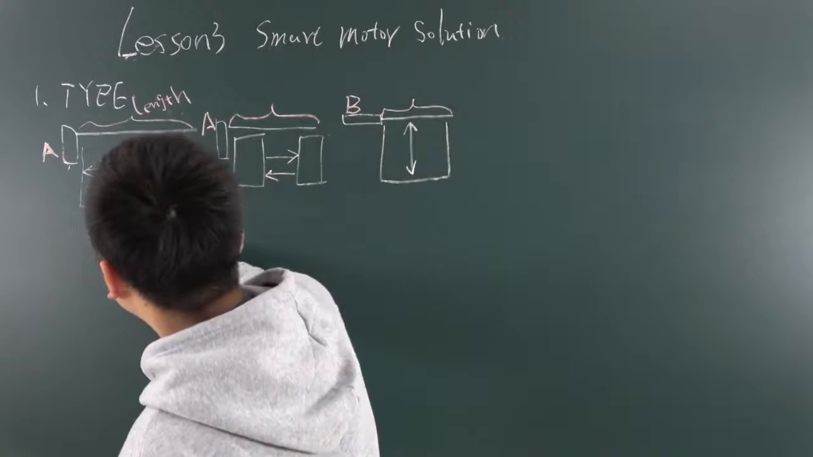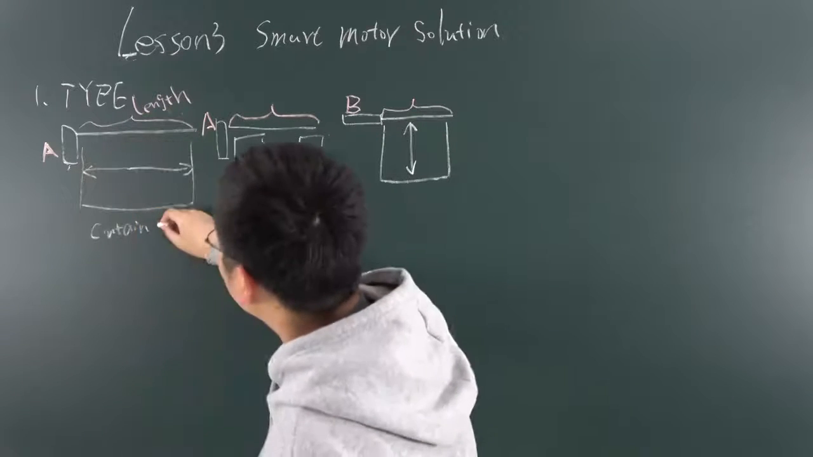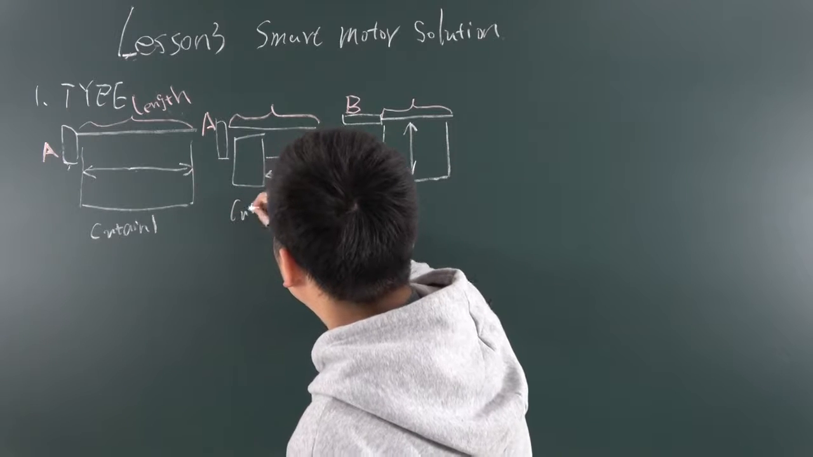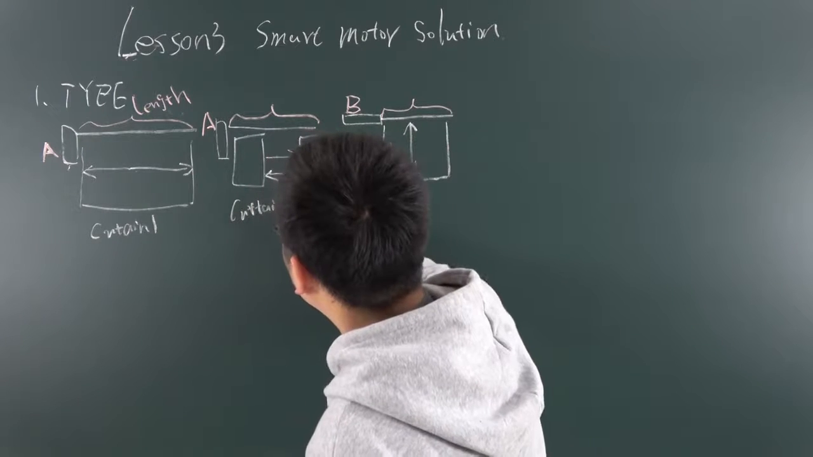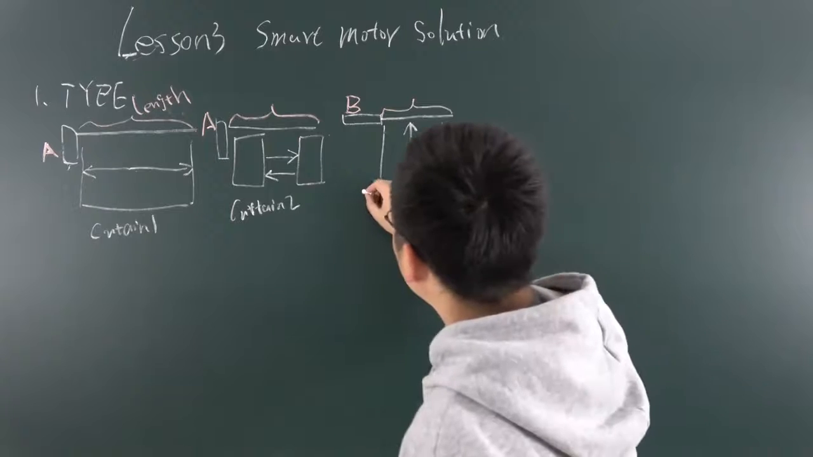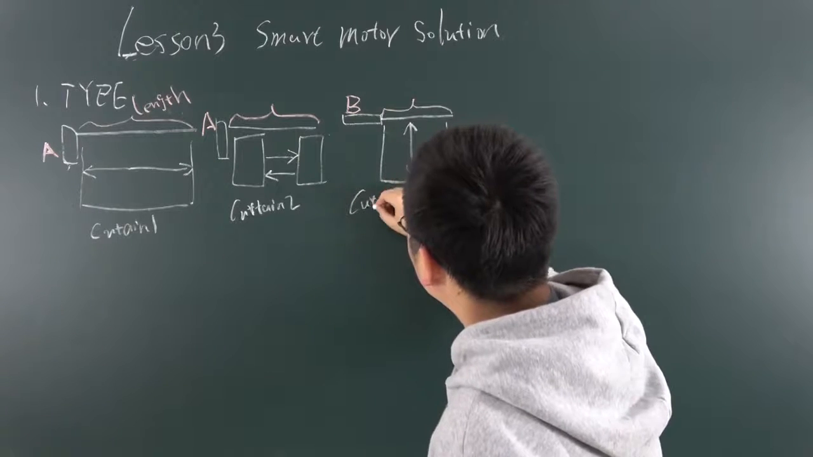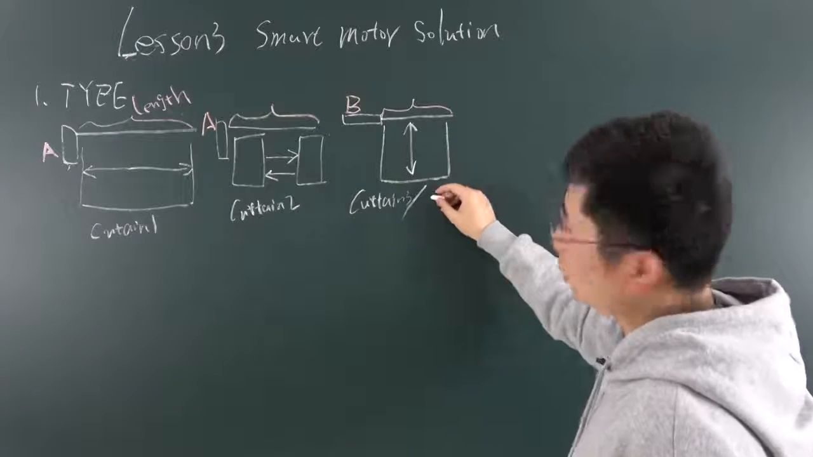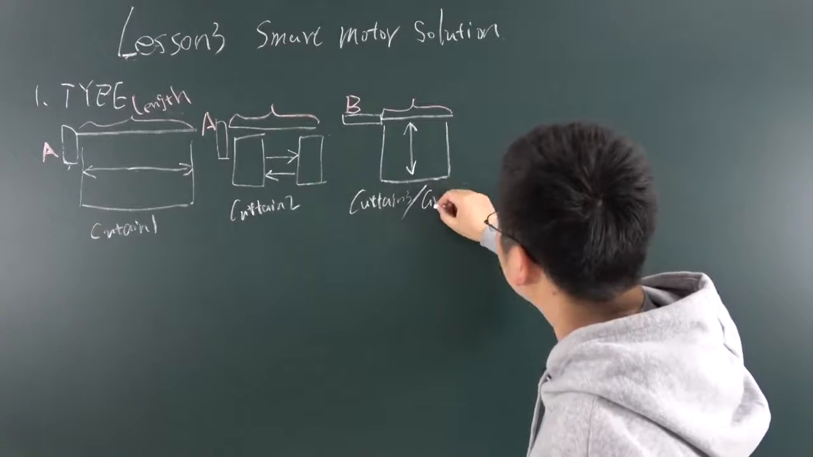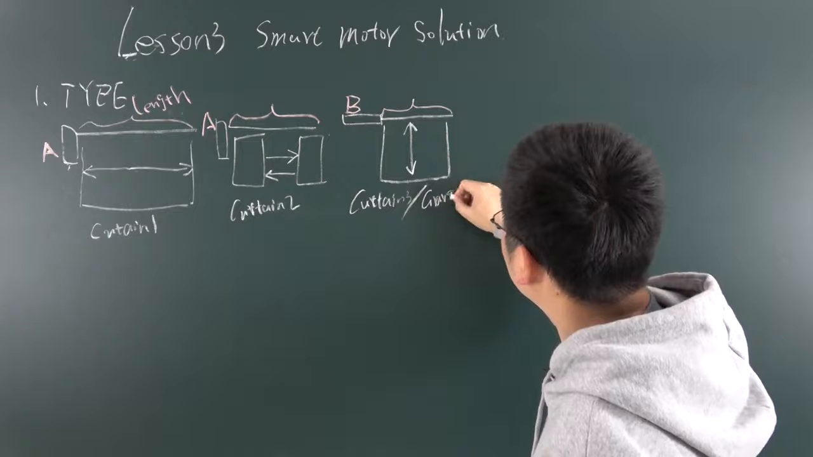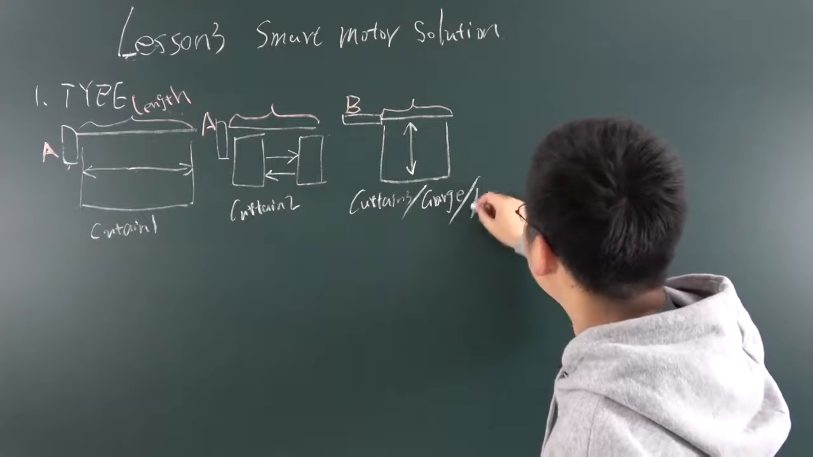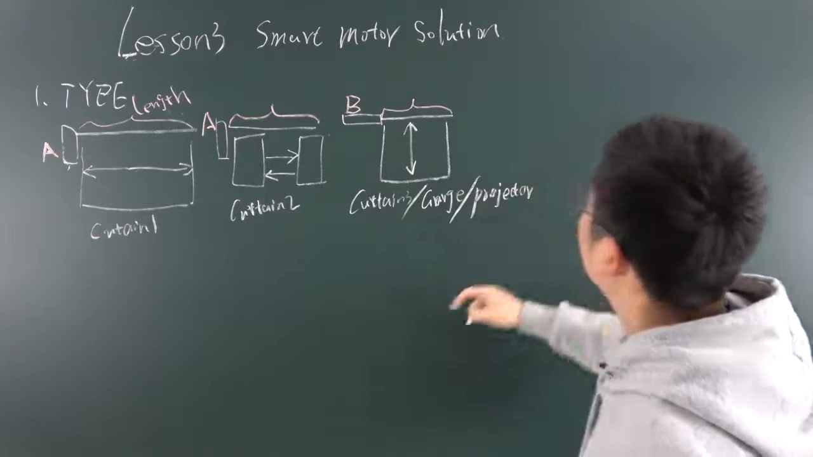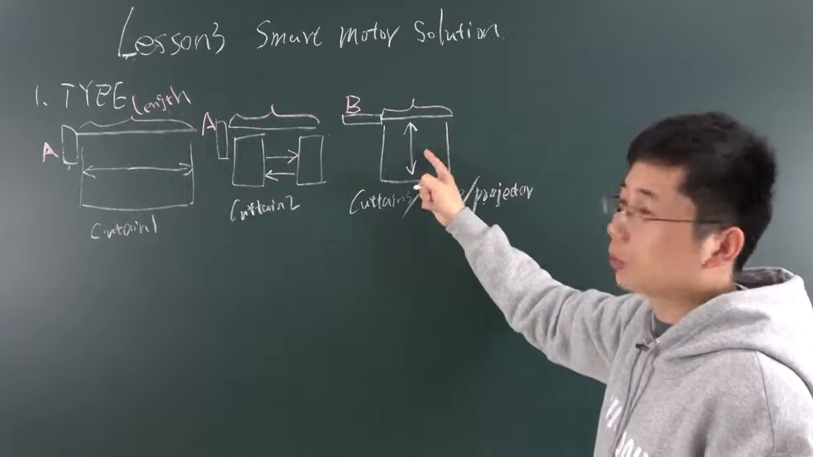This is curtain 1, and this is curtain 2. And this is curtain 3. Or maybe your garage, or projector. A projector screen is also this type.